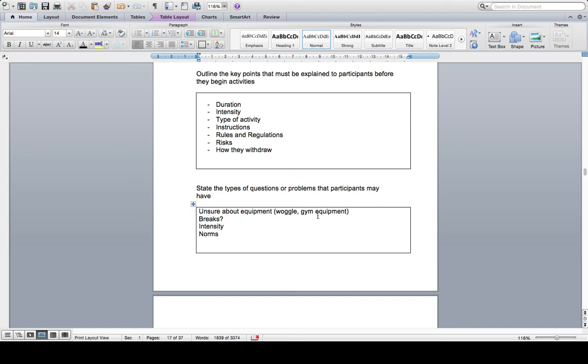Before the beginning of the activity, you need to say how long it's going to be. All right. So they know how long they're going to work for. It's going to be an hour. It's going to be half an hour, 45 minutes, 2 hours. How long is it going to be?